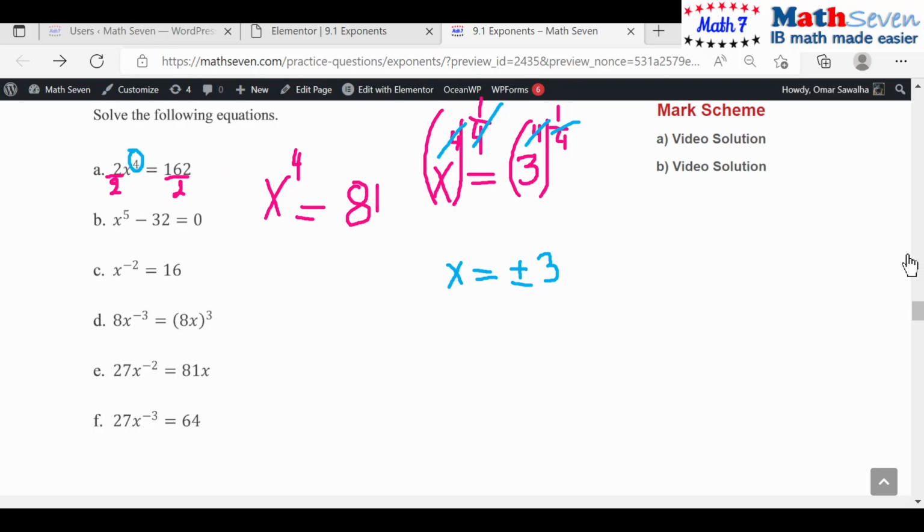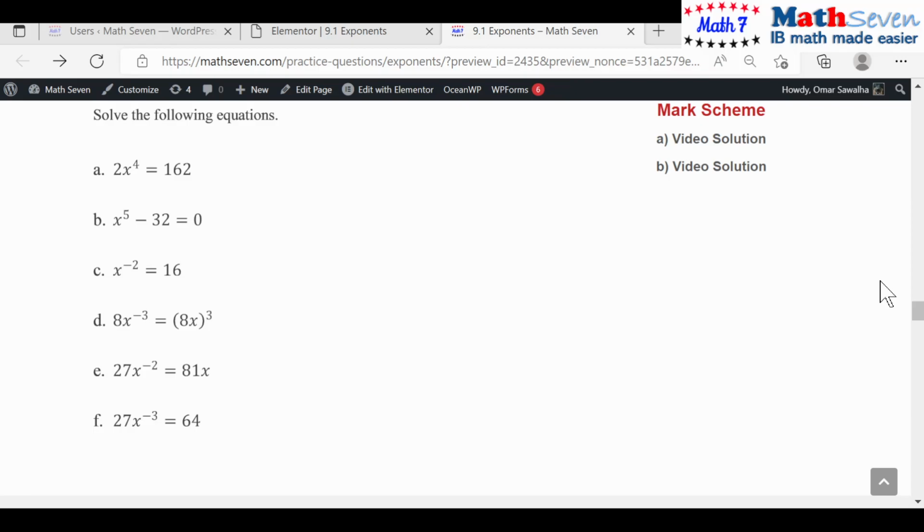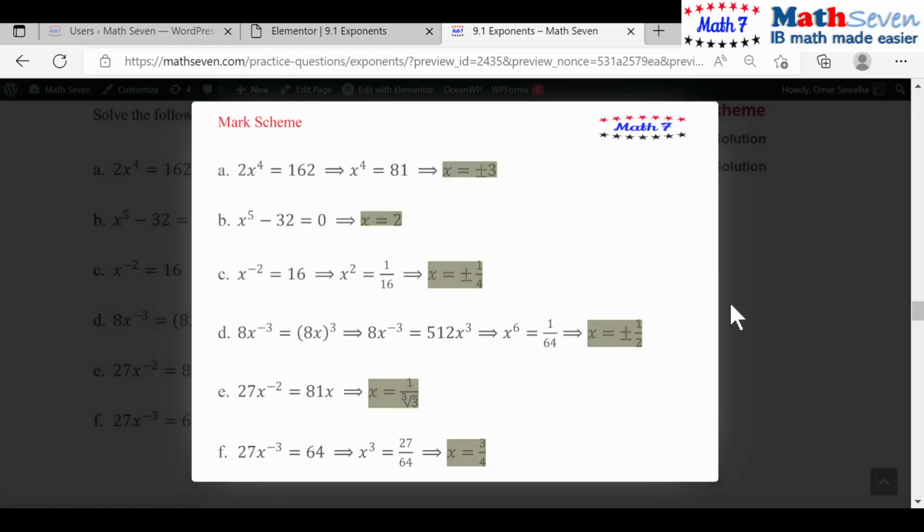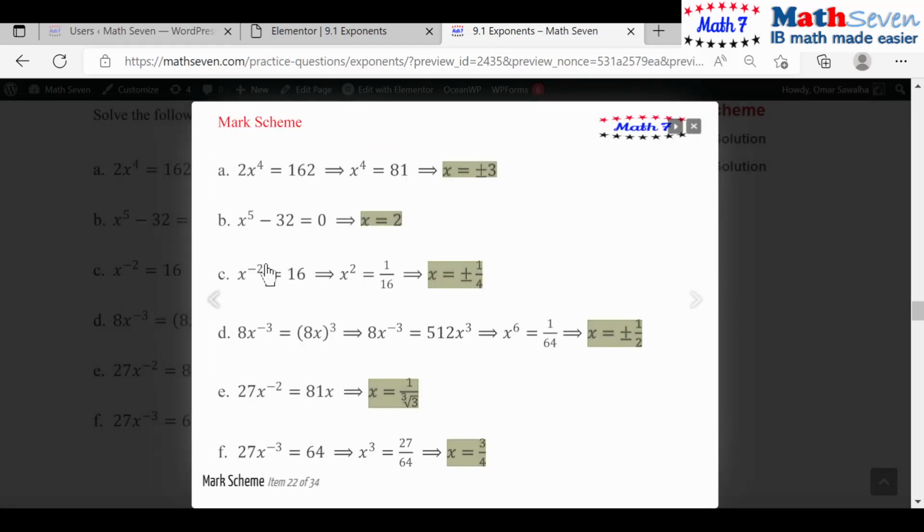Okay, let's check the mark scheme. This is the mark scheme. As you can see, plus or minus 3.